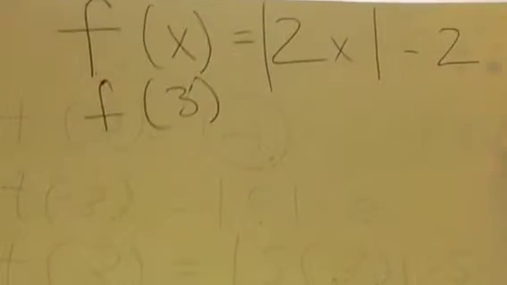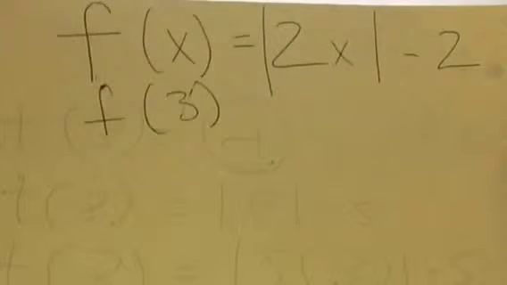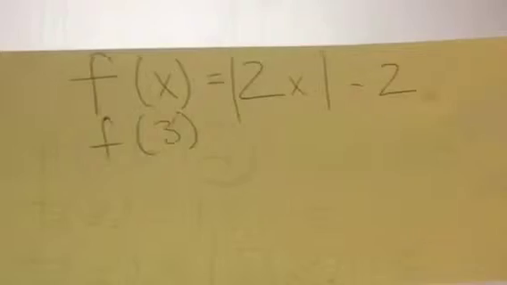Let's use this example. The absolute value of 2x minus 2. This is the amount of tomatoes we're going to use. This is a binomial because it's two terms separated by a subtraction sign. Pause the video to solve the problem. 2 times 3 is 6, and the absolute value of 6 is 6. 6 minus 2 is 4. We're going to use 4 tomatoes.